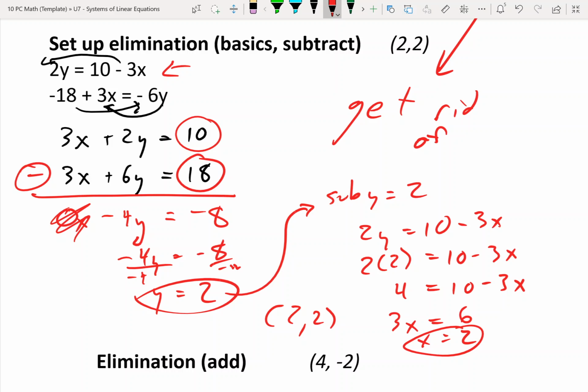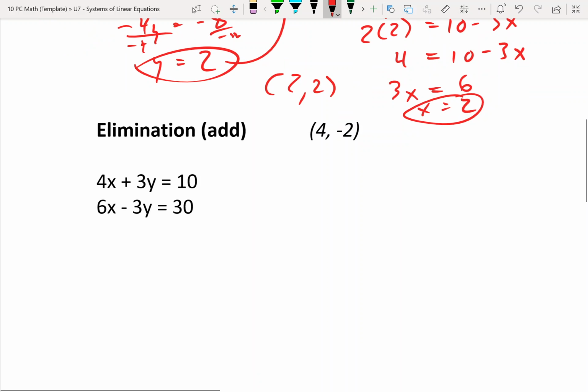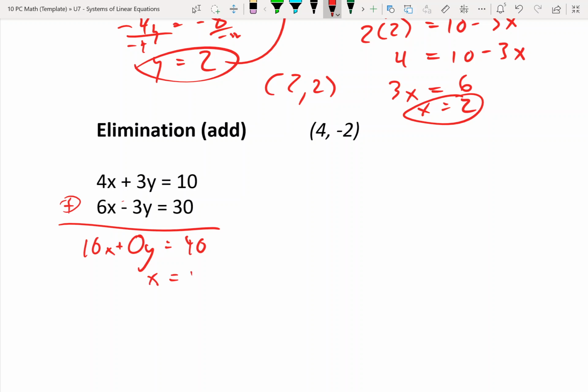Now, let's do it a little bit different. In this situation, I have these lined up already, so it's easier to see. I noticed that the y's are actually the same number. So in this case, I would add, because 3y plus negative 3y is 0y. Okay? So you would go through the rest of the steps. So this would be 10x, and this would be 40. And again, isolate and solve. So this would be x equals 4, and I would sub that in to find y.